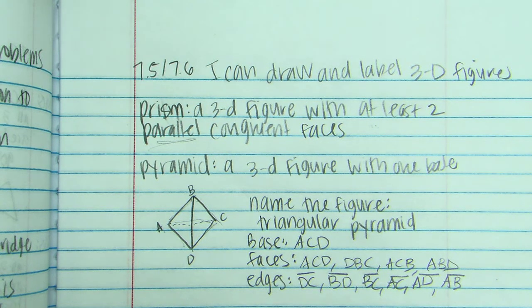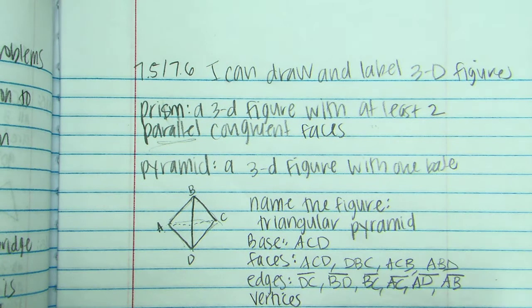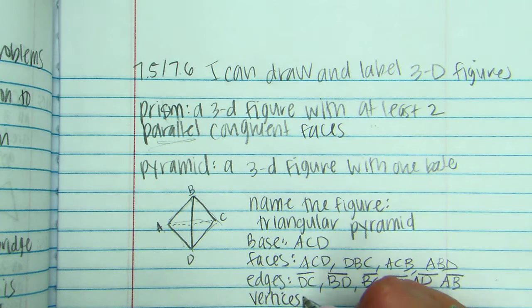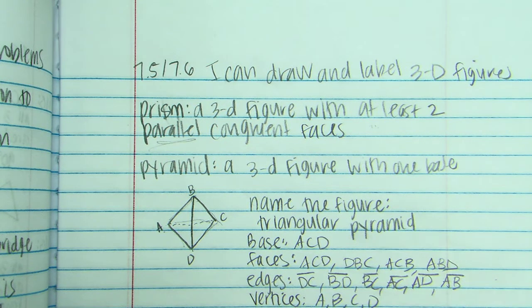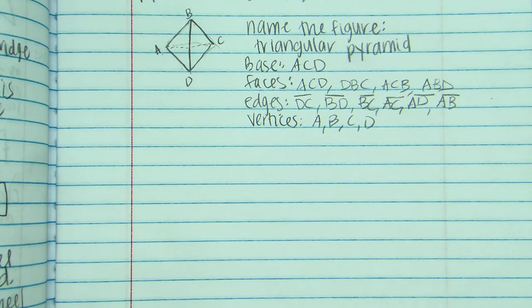And then we also have to name the vertices. The vertices are where three planes intersect, so basically the corners. So the vertices of this figure are A, B, C, and D. Okay, we're going to do one more. So I'm going to draw a picture and we're going to name the figure, and then we're also going to name the bases, faces, edges, and vertices.